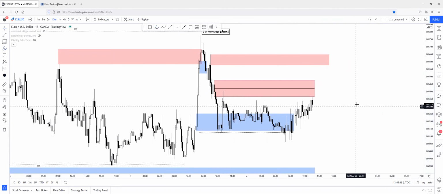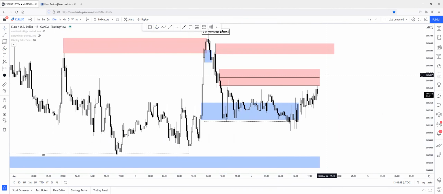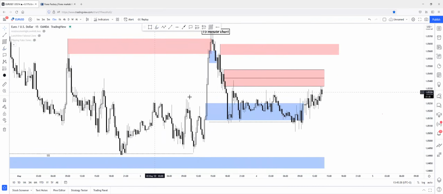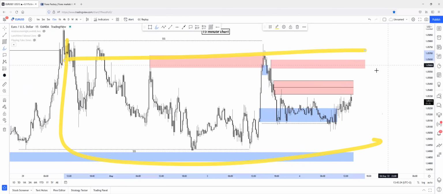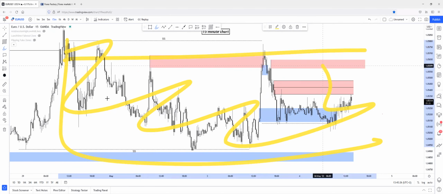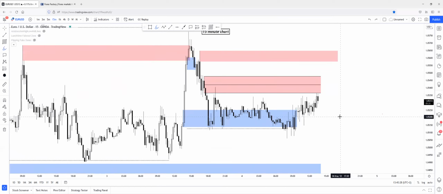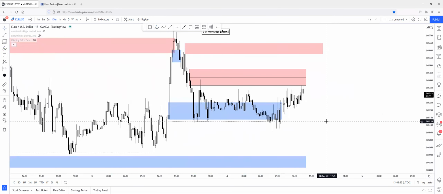Okay. So I keep these two supply zones up here. Basically, that's all about the 15-minute chart, because the 15-minute chart is just the whole range right here, as you can see, and the 4-hour chart is just the whole range. So that's all we can say about the 15-minute chart. We have the plan. As you can see, we've built a narrative.